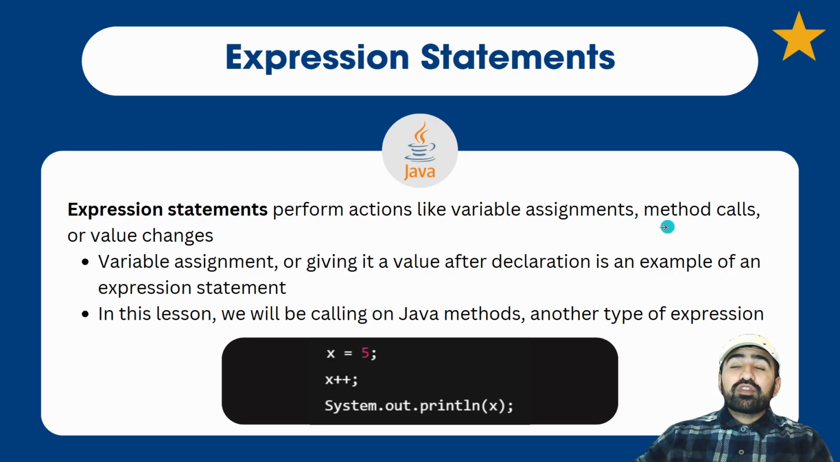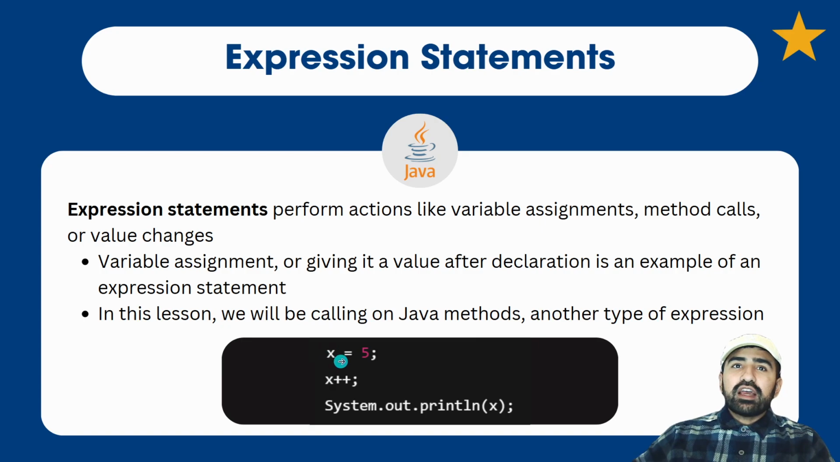Another important type of expression statement is the method call, which we're going to be taking a deep dive into today. We're going to be taking an even deeper dive on methods and classes later on. But, one thing at a time. We're taking it slow so we don't feel overwhelmed when we're learning this new language. So variable assignment is a common expression statement, where you give a value after declaration. That's one example of an expression statement. And then, of course, calling on Java methods is another common type.